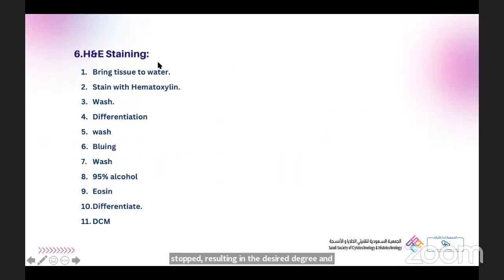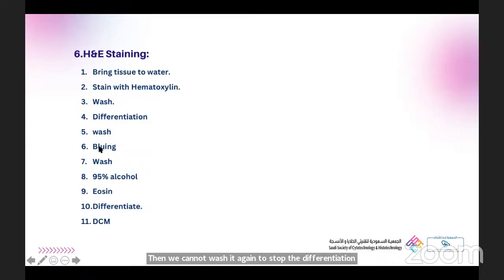Here's a general staining protocol. First, we do deparaffinization, which is bringing the tissue to water. Then we stain it with hematoxylin. Then we wash it. Then we differentiate it, especially when we are using the regressive method. Then we wash it again to stop the differentiation.